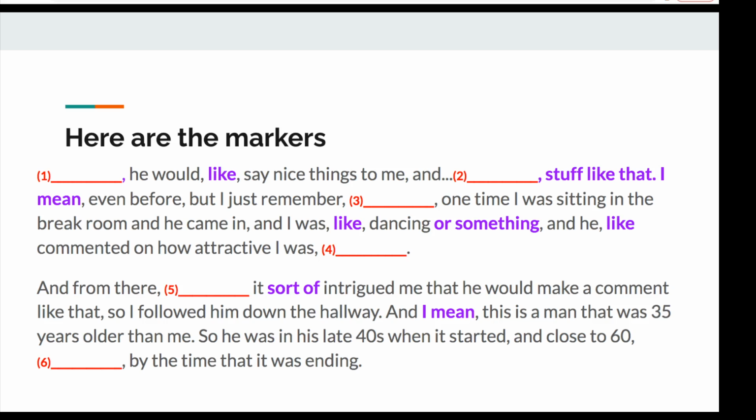So this time, listen carefully for what are the 6 discourse markers in these places. So I will play a few times and try and listen. What are those missing discourse markers?